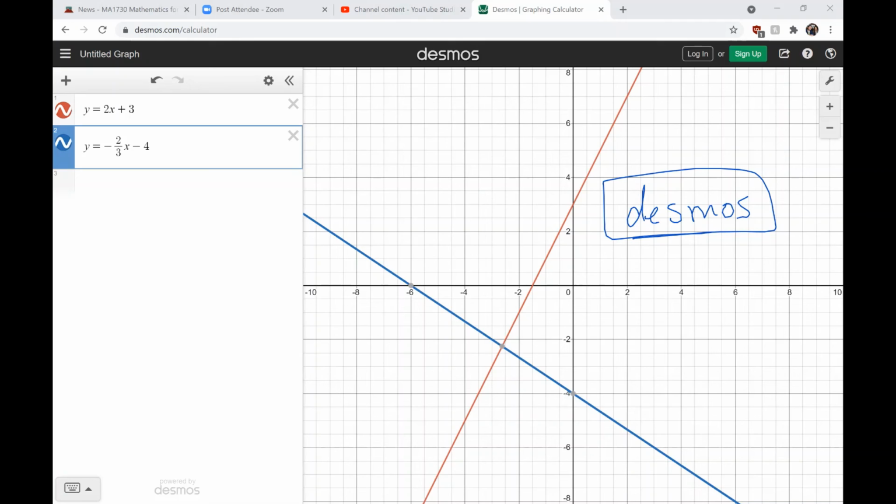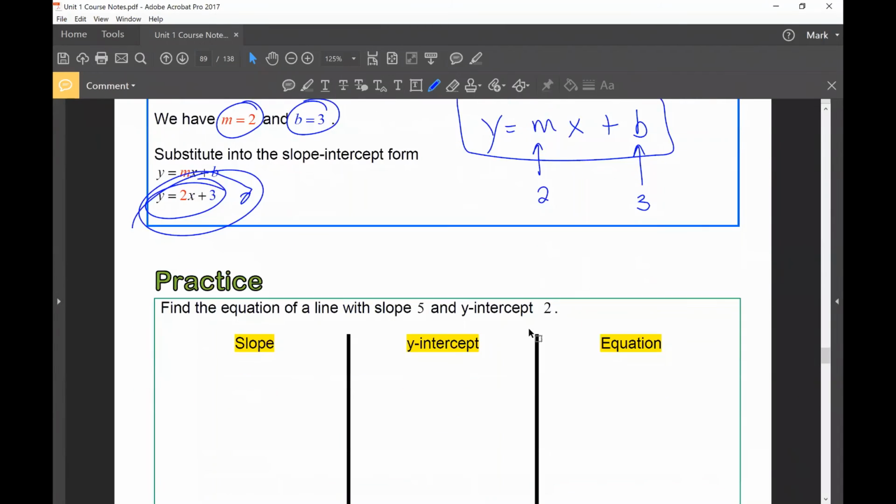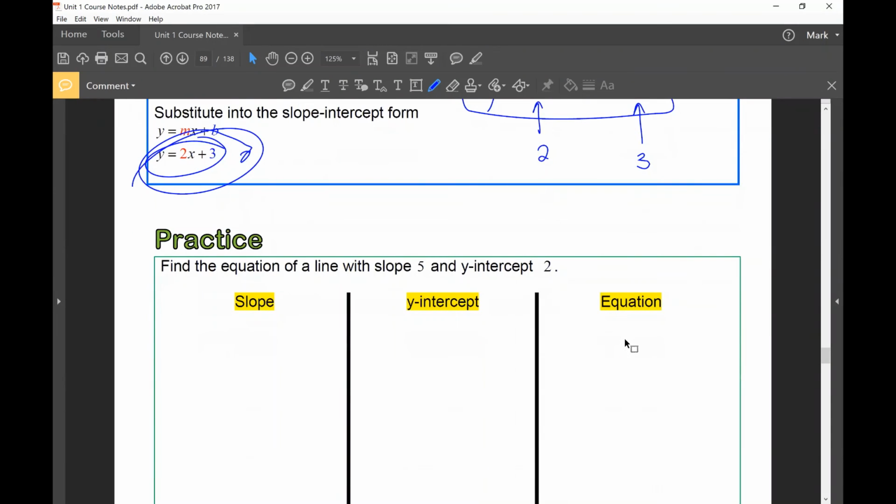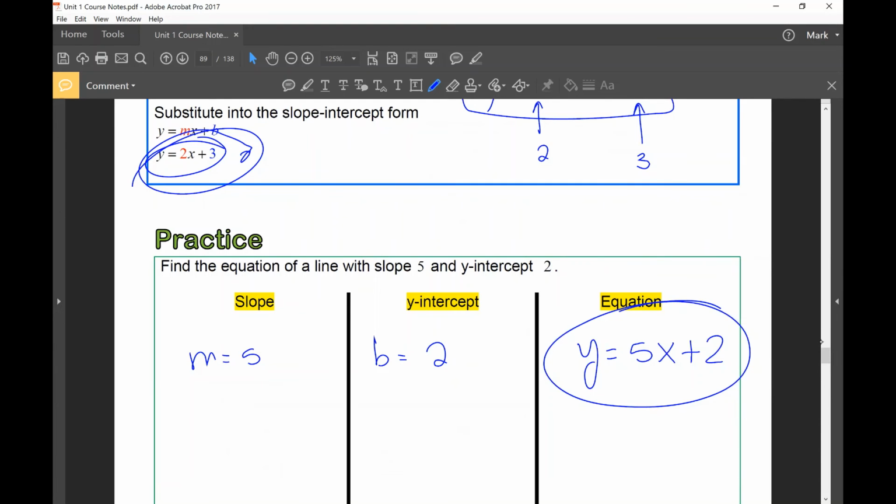I love this site. All right, so let's go back to your notes and keep going with that. Give me 10 more minutes and you guys will be out of here. So this says find the equation of a line. Slope is 5, y-intercept is 2. My equation would be y equals 5x plus 2. Okay, pretty straightforward.